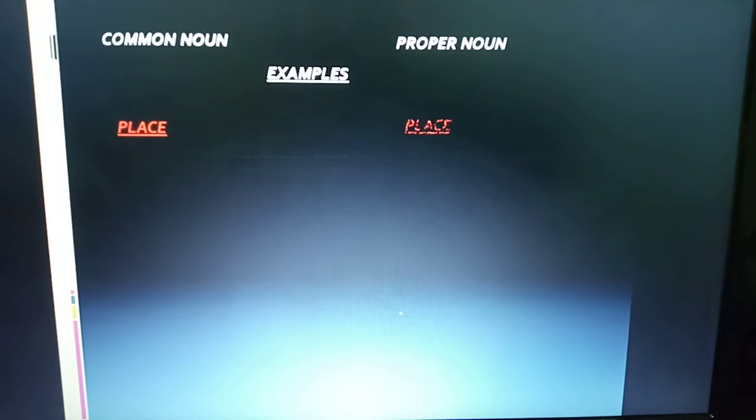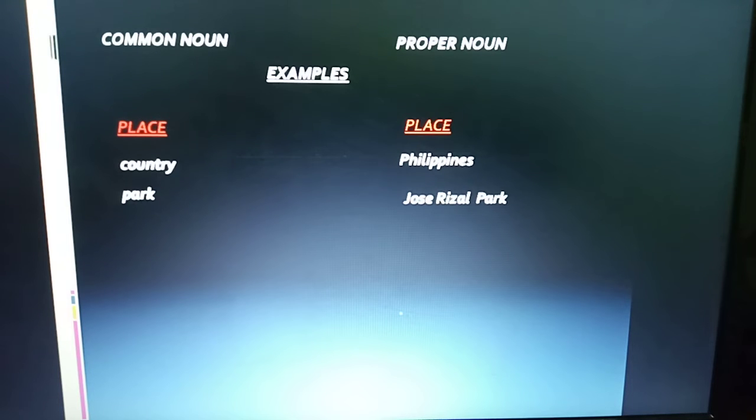How about place? Country. So, we do not know what country we are talking about. Kung anong country ang tinutukoy natin. That's why it's common noun. Kapag alam natin kung anong country, Philippines, that is a proper noun. Park. Alam ba natin kung anong klaseng park? Hindi. So that is a common noun. Kapag alam natin park, which is Jose Rizal Park, that is a proper noun.